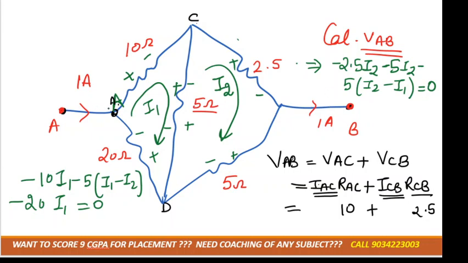But they said that 1 ampere is distributed, right? So we can consider it and put down the values, then we'll get the value of VAB. Clear?